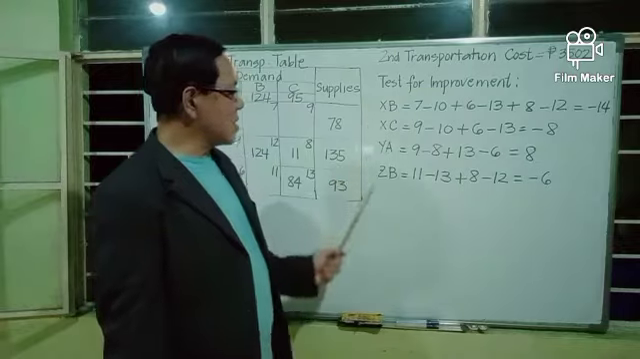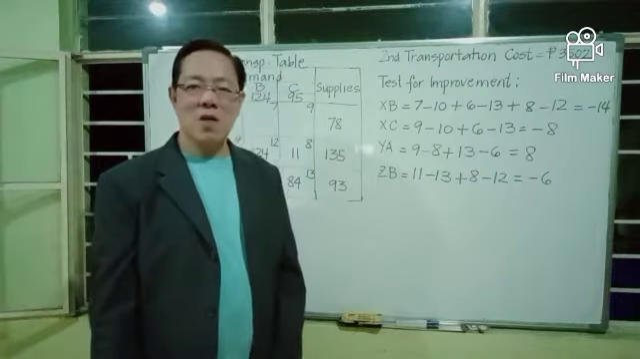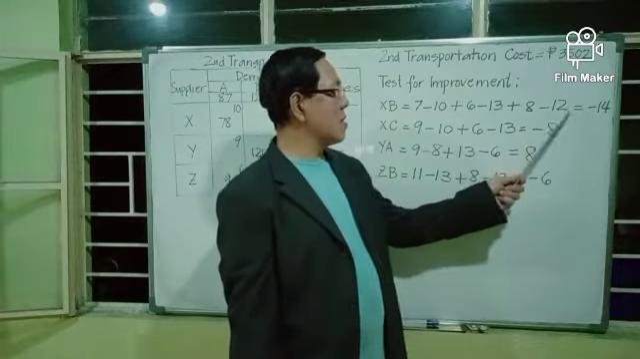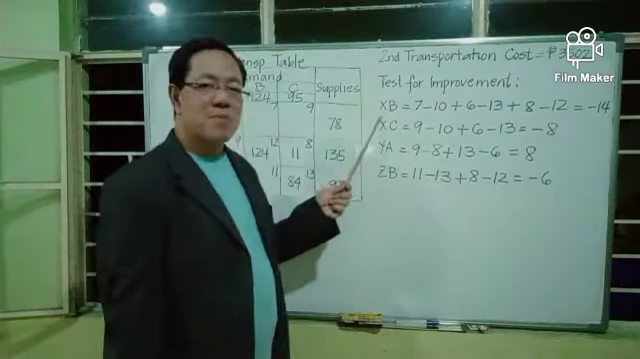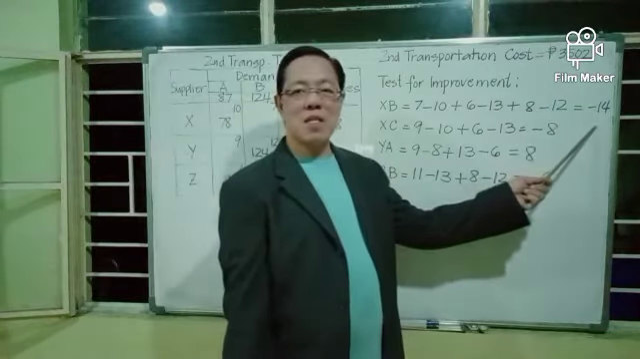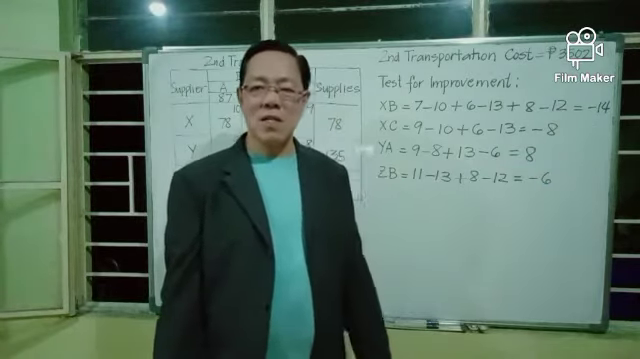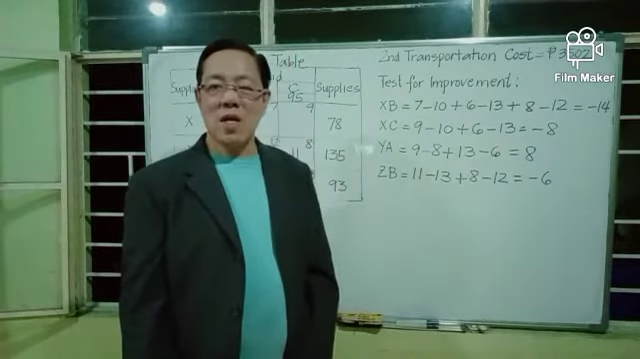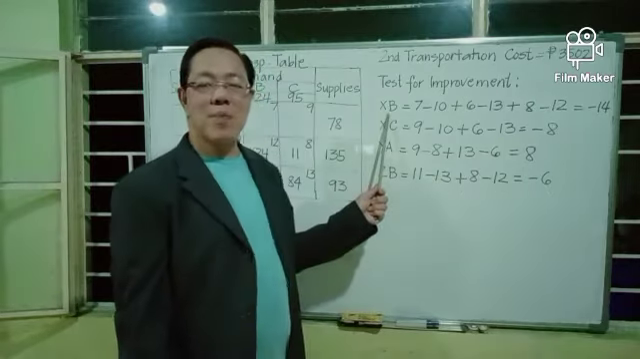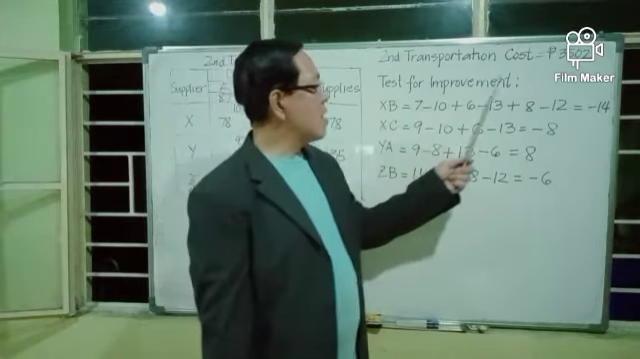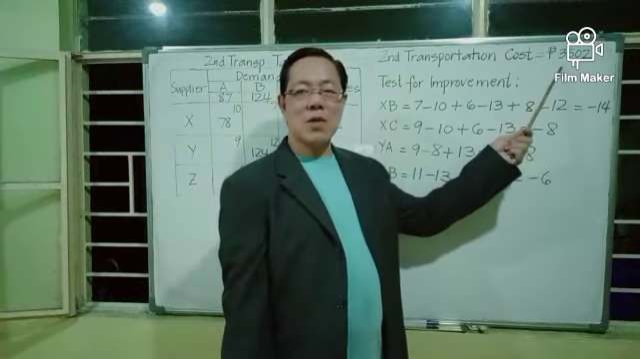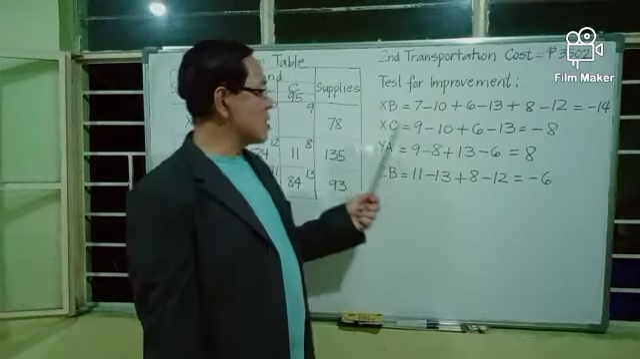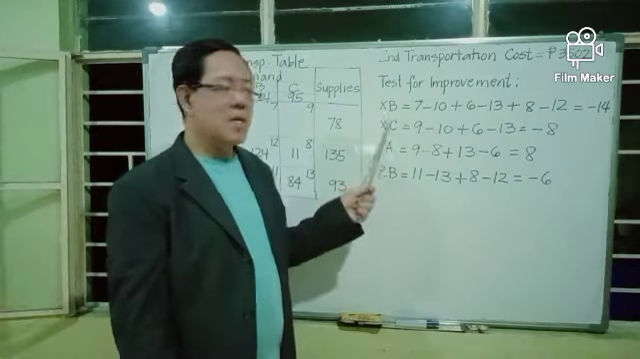And among these three vacant cells with negative cell cost, the vacant cell with the most negative net cell cost is XB. This is the most negative net cell cost, which means that the greatest decrease in the total transportation cost will be obtained if you transfer some units to the vacant cell XB. And the highest decrease in the total transportation cost is 14 pesos per unit that you transfer to this vacant cell XB.